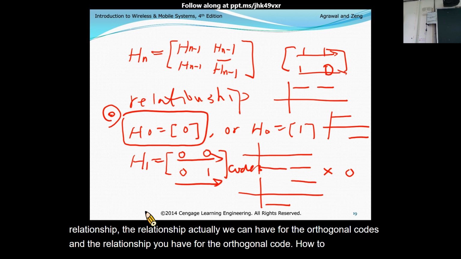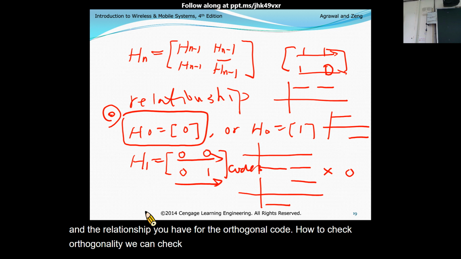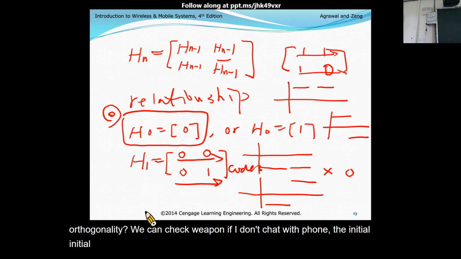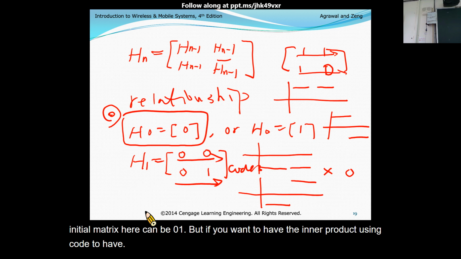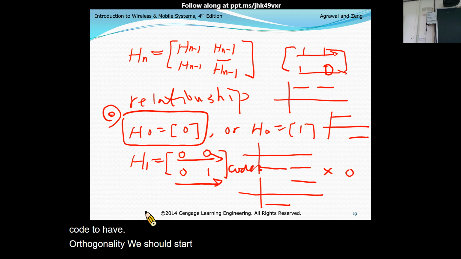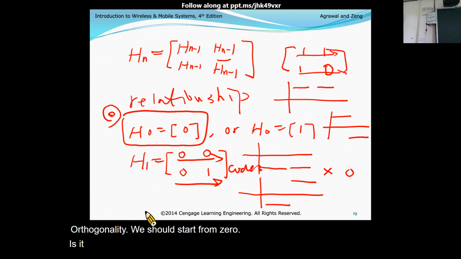We can check the waveform. If we check the waveform, the initial matrix here can be 0 or 1. But if we want to have the inner product using code to have orthogonality, we should start from 0. Is it okay? So at least check this and practice some.